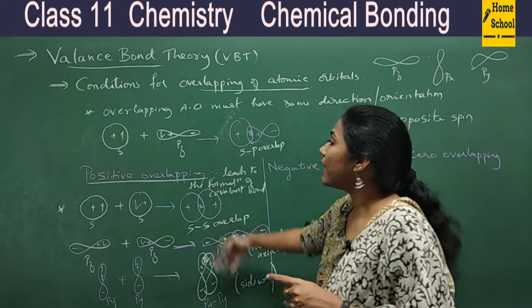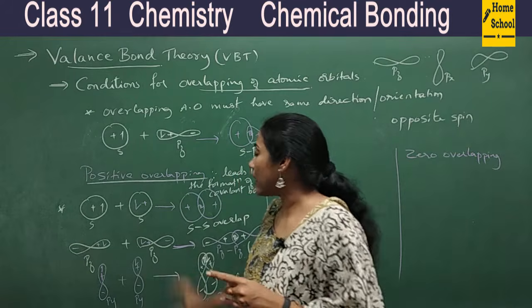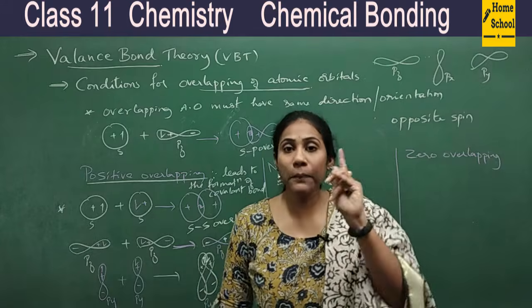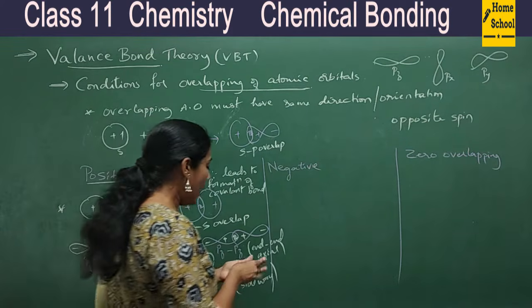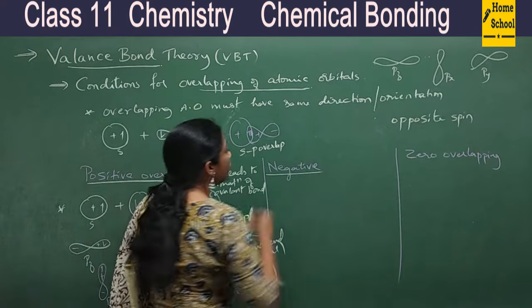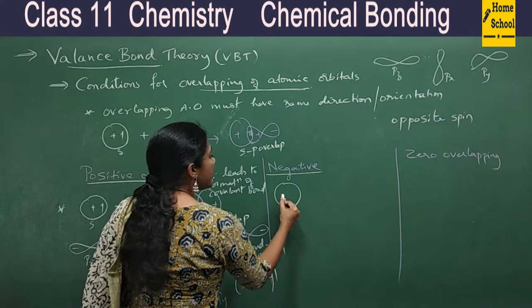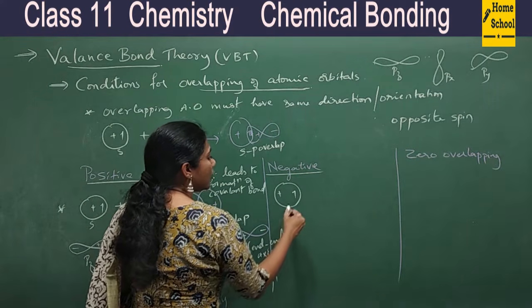So all these are positive overlapping. If these overlappings occur, definitely there is a formation of a covalent bond, a strong covalent bond. Okay, fine. And now let us come to negative overlapping situations. In case, you see, this is an s orbital with positive sign, single electron.